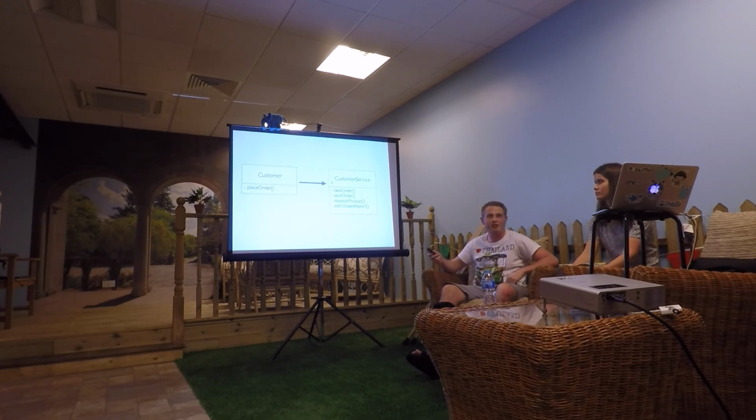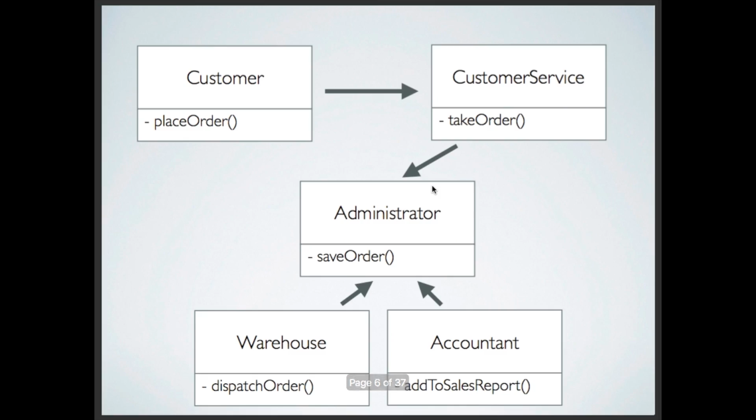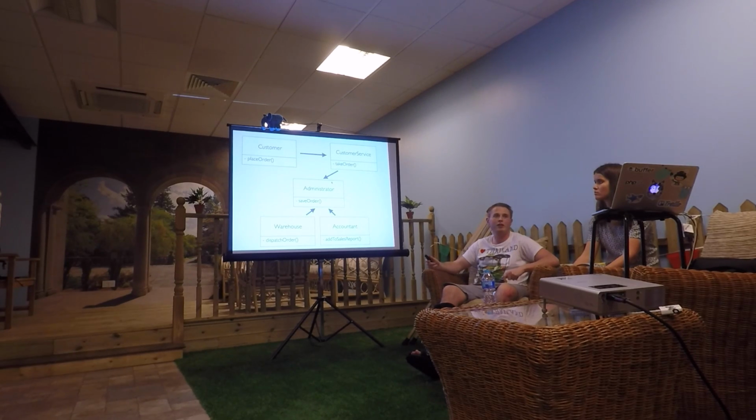So here's a slightly better implementation. You'd abstract each method into its own class. So your customer would place an order with a member of customer service who takes the order, and then he passes it to the administrator, or this would be a persistence layer in this role, or the database. And then the warehouse or the accountant would communicate with the persistence layer to get the order. The warehouse would dispatch the order, and then the accountant would add the order to the sales report.